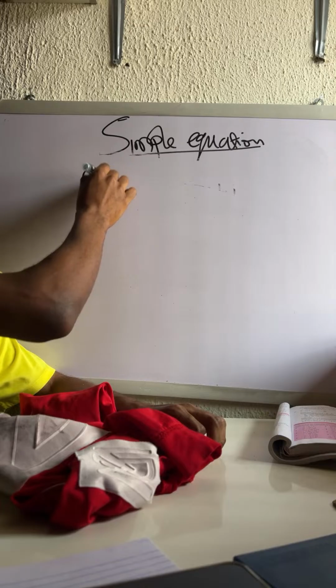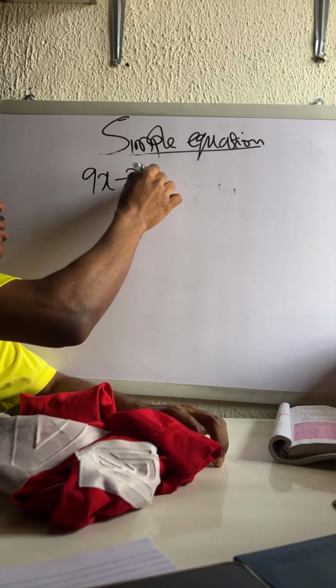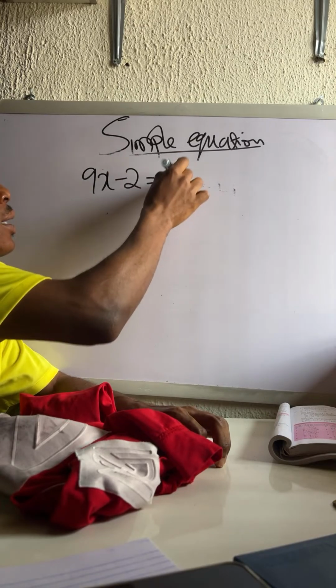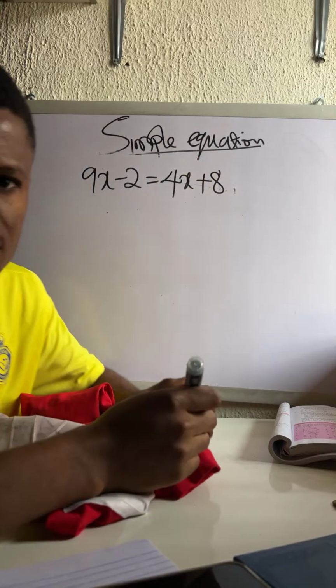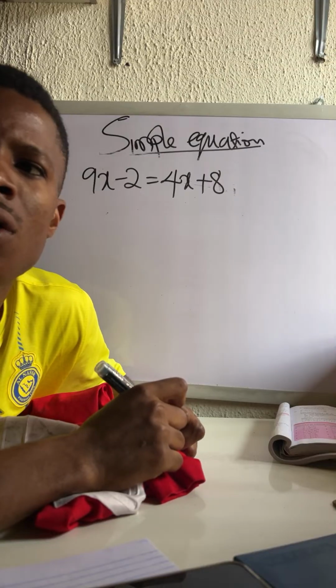We have 9x minus 2 is equal to 4x plus 8. Okay? Here we are trying to solve for the value.